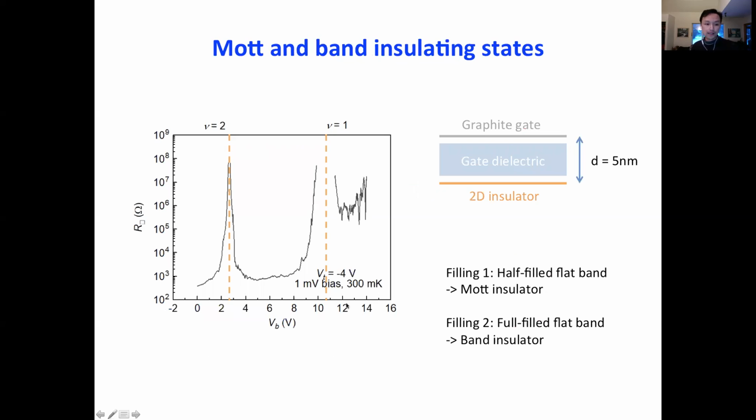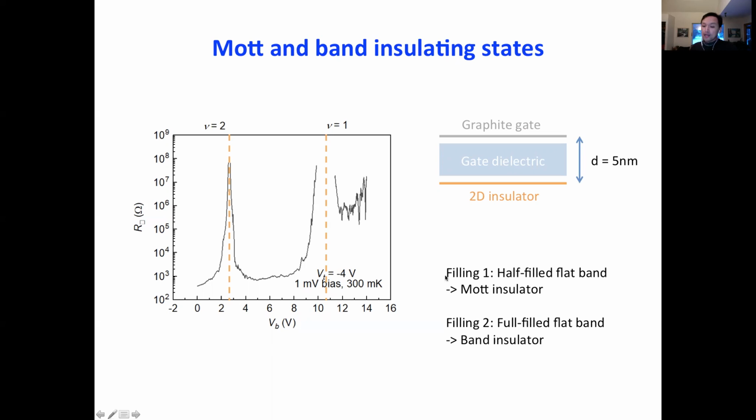This is the device structure. We have a graphite gate. We have this Moire system as the 2D insulator that is spatially separated from the gate by hexagonal boron nitride with a distance of about 5 nanometers. And this is an example of the measured resistance as a function of gate voltage that you apply to change the electron density of this 2D insulator. We can easily identify two resistance peaks in this plot. The first is the resistance peak at filling factor 1, and the other is the resistance peak at filling factor 2.